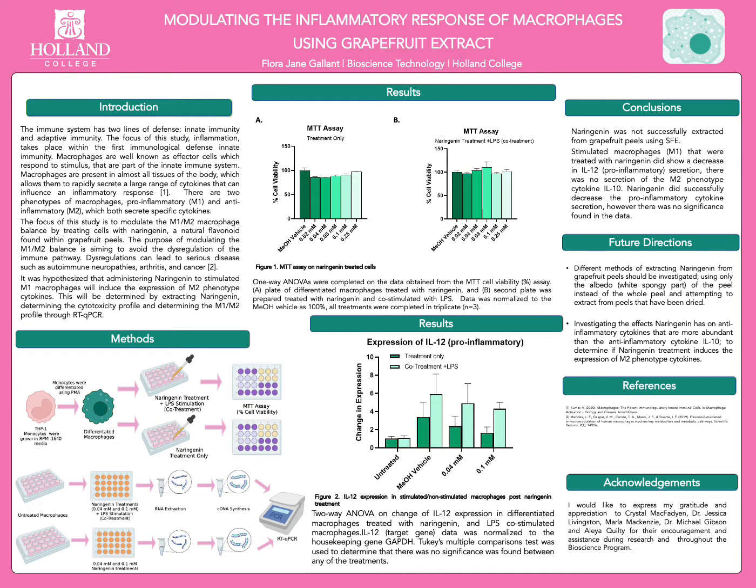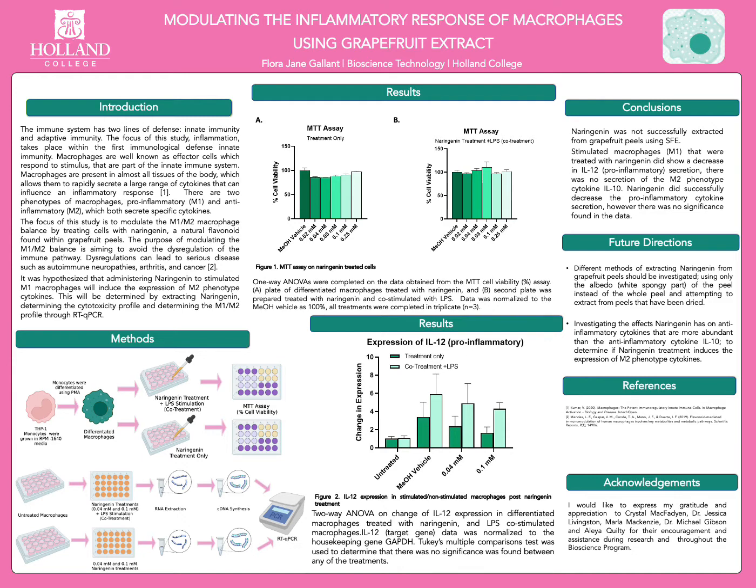There are two phenotypes of macrophages, pro-inflammatory M1 and anti-inflammatory M2, which both secrete specific cytokines. Naringenin is a flavonoid that can attenuate the production of pro-inflammatory cytokines. It is also found to have a broad range of effects on human health. It promotes carbohydrate metabolism, increases antioxidant defenses, and modulates immune system activity.